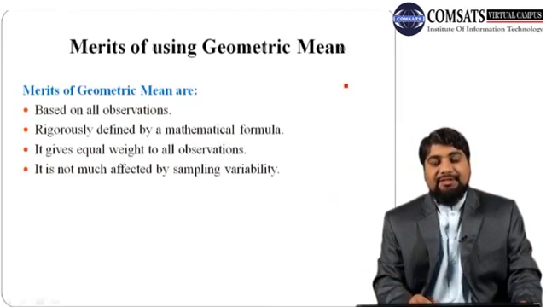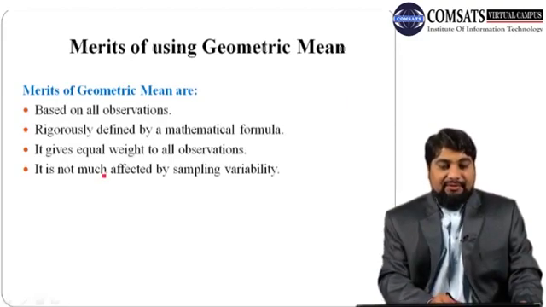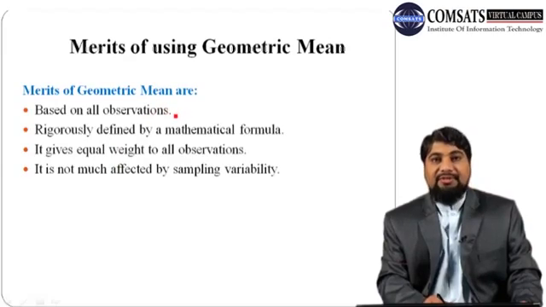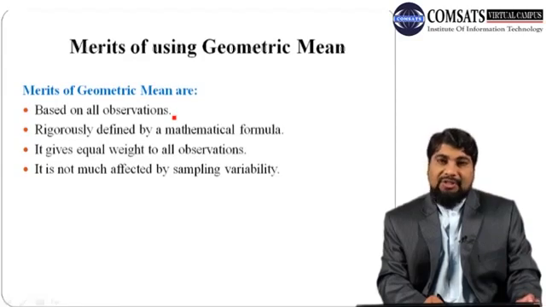So next we discuss some of the merits of using geometric mean as a measure of central tendency. So first is, it is based on all the observations. In the formula of geometric mean, we can see that geometric mean is the product of all numbers x1 cross x2 and so on xn, and then taking the nth root. So all numbers are being used in the calculation, so we can say that it is based on all the observations.